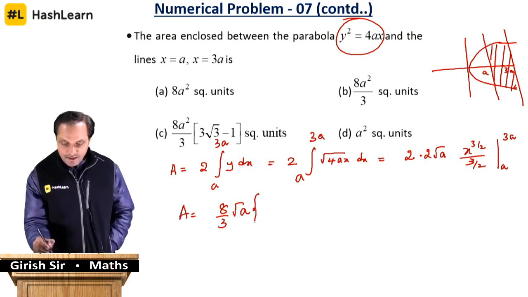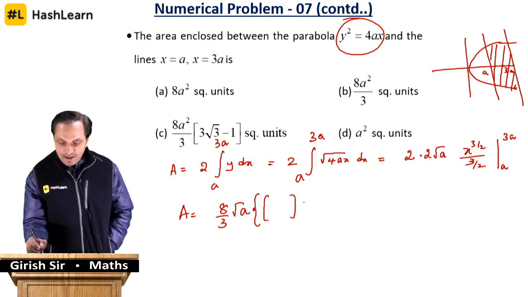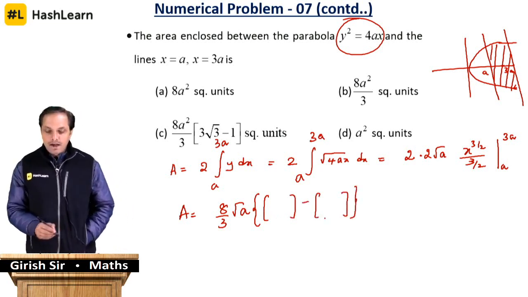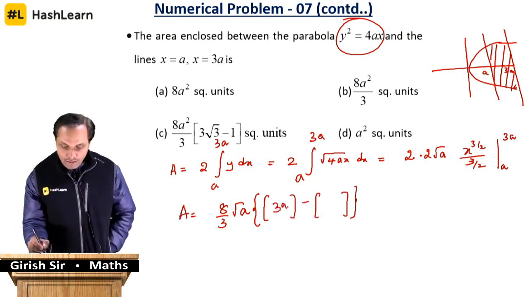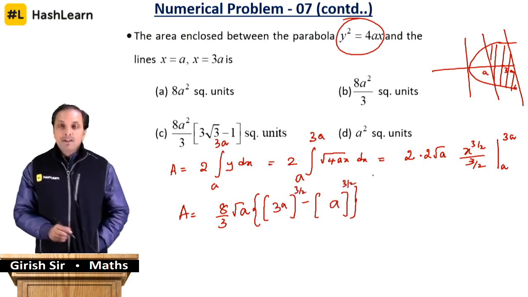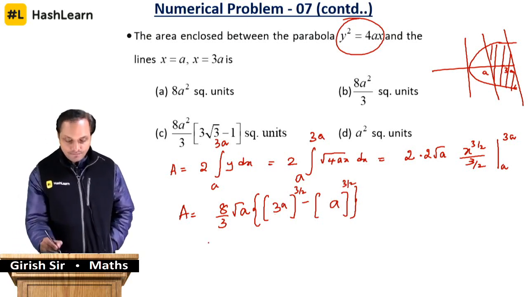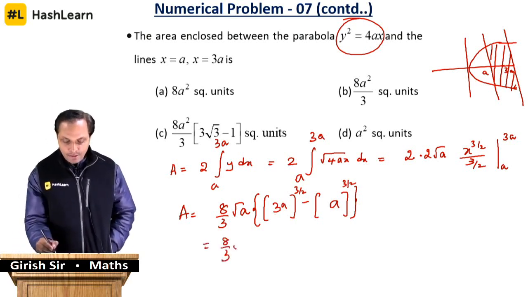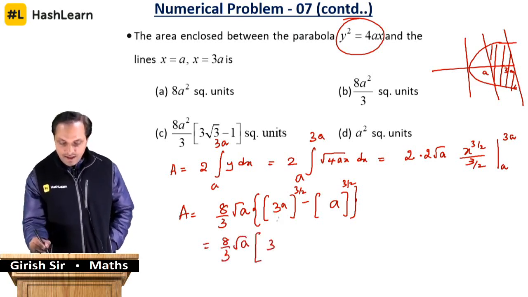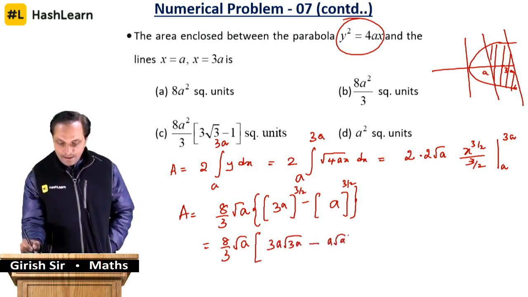Remember students, you have to put the upper limit minus the lower limit. So that will give you 3a whole power 3 by 2 minus a whole power 3 by 2. Many of them make this mistake here, so please be careful. 8 by 3 root a as it is. Let us do the simplification. What is 3a power 3 by 2? It is 3a root of 3a minus a root a.